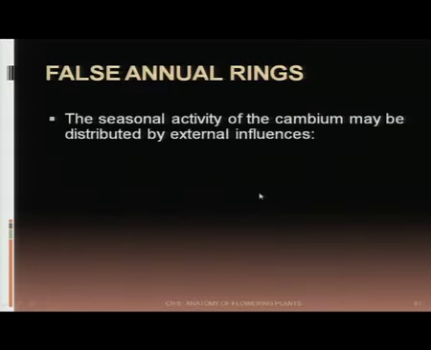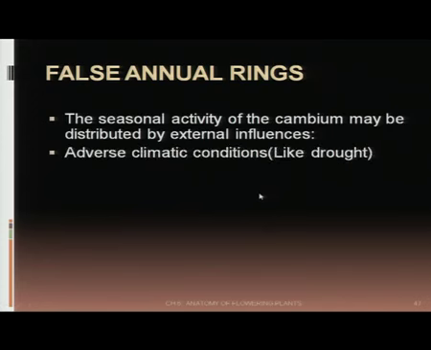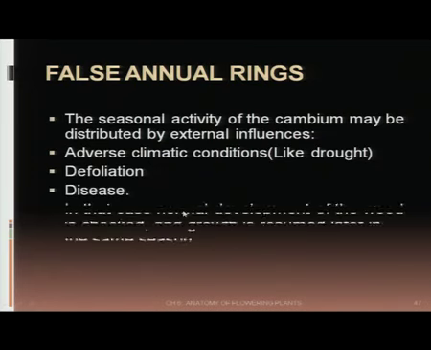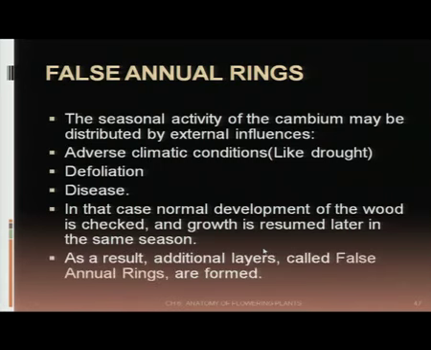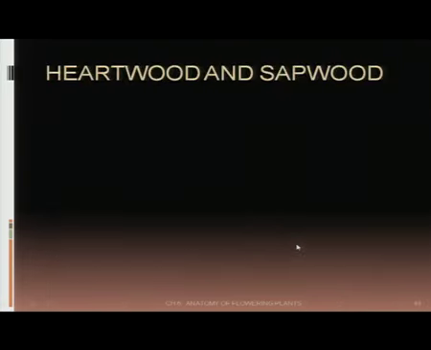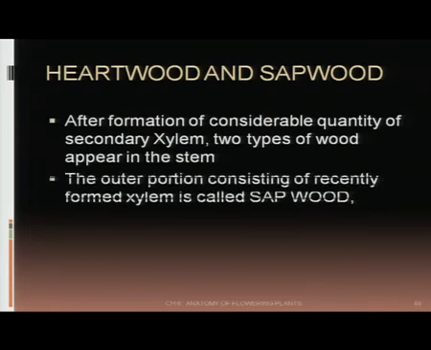Sometimes false annual rings also appear because sometimes the cambial activity can be disturbed by defoliation or because of some disease or adverse climatic conditions like drought also. In that case, the development of wood is checked and growth is resumed later in the season, resulting in development of false annual rings. Have you heard these terms, heartwood and sapwood?